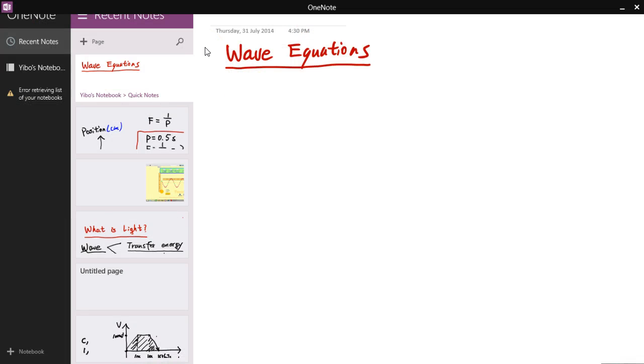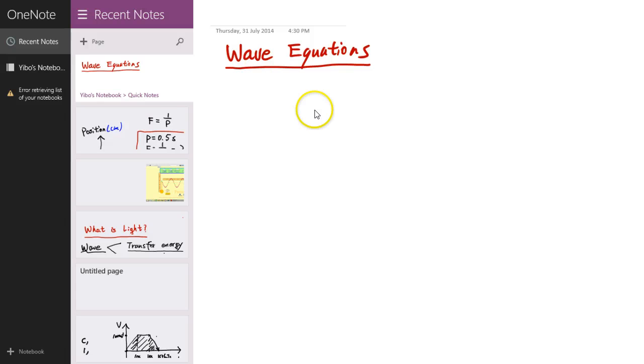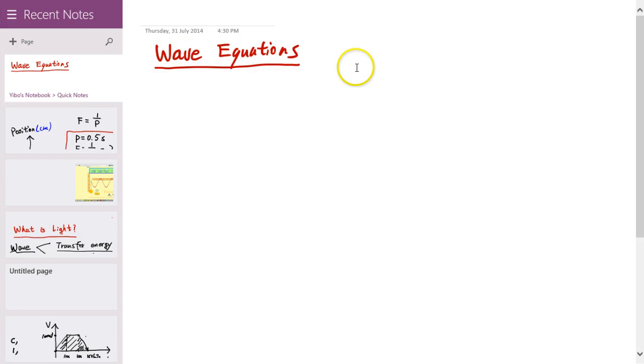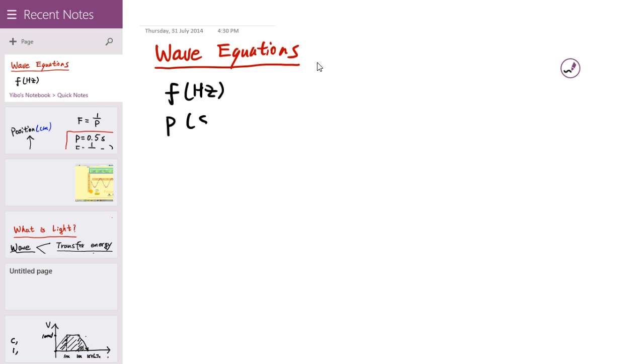In this video, I'm going to introduce you some equations. We call those wave equations, but wave equations can be really complicated. We're only going to learn those standard ones. Now, when we're talking about waves, we have frequency measured in hertz. We have period measured in seconds. Also, we can have speed measured in meters per second.